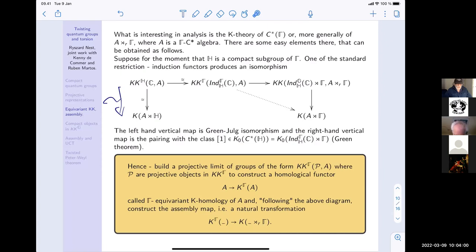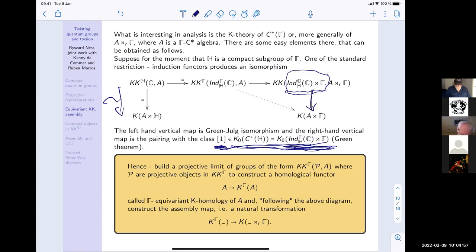Now, the point is of course that G and gamma are the same here, because H is a compact or discrete subgroup of gamma. This contains a unit element, which gives you an element in K0 of C star H. That's the Green theorem, which says that these two are the same, in fact equivalent. So the class of the unit gives you an element in K zero, hence gives you a map from here to here.